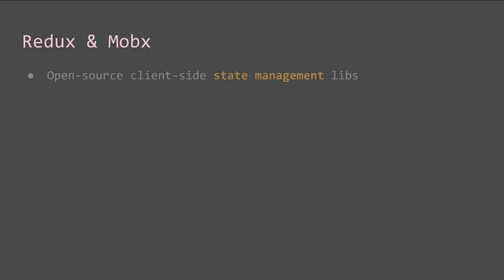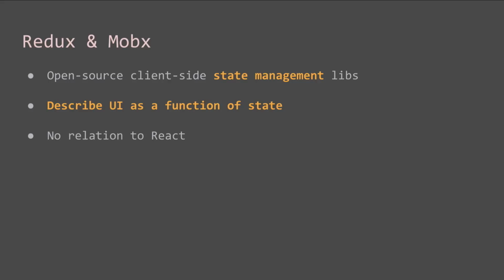So Mobx and Redux are both open source client-side state management libraries. They basically describe UI as a function of state. And they really have no relation to React. You can use them with Ember, jQuery, but they do work really well with React. React provides mechanisms to optimally render UI by using virtual DOM, and Mobx and Redux provide the mechanisms to synchronize your application state with your React components.